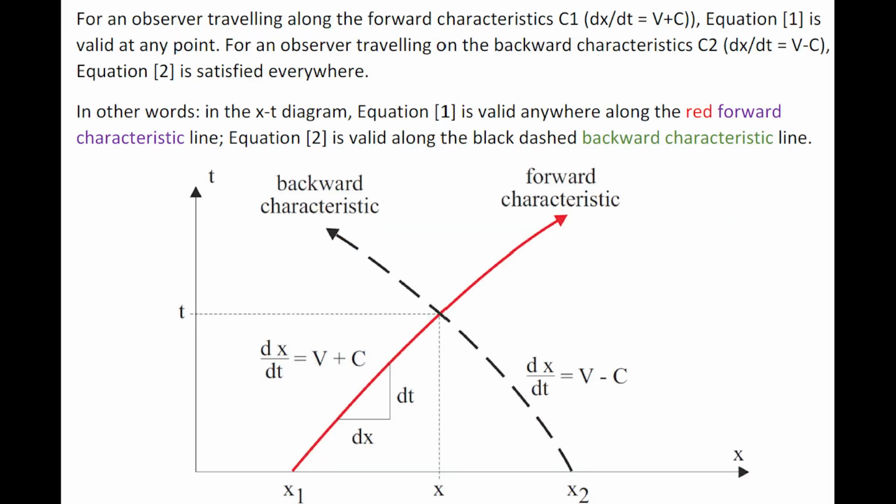For an observer traveling along the forward characteristics C1, the first equation is valid at any point. Similarly, for an observer traveling on the backward characteristic, the second equation is valid. And this is illustrated on this sketch here, showing the characteristic diagram.